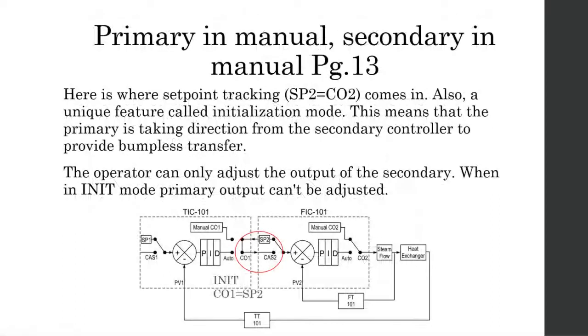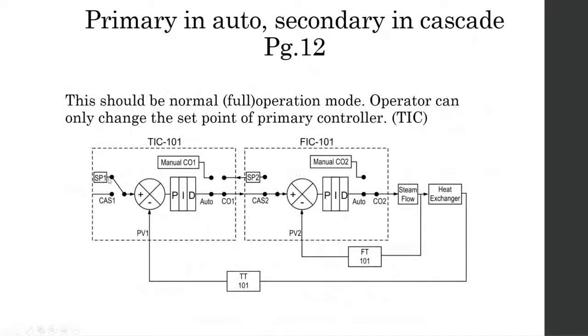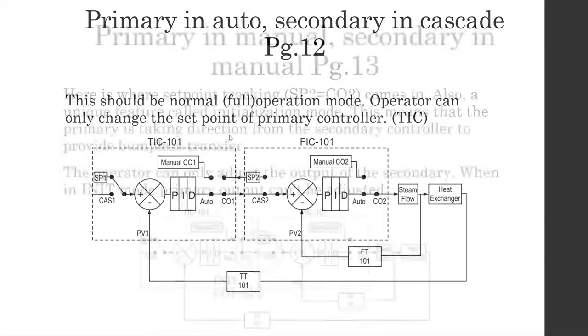The second option is primary, I'm going to go back here because I had my arrow on the wrong thing. So here's the set point the operator can change on our primary controller. Set point goes through the controller. Its controller output is fed into the CAS2 input of the secondary controller. This should be called RSP. This is what I was pointing at. And then it goes on and operates the loop as it should.